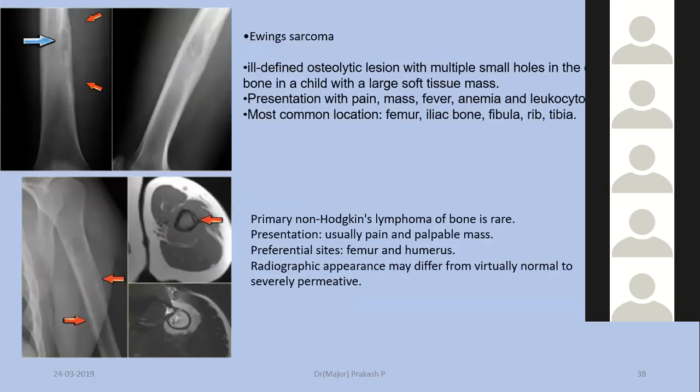The closest differential in this case will be Ewing sarcoma. Like you can see in this one, there is an ill-defined osteolytic lesion in the diaphysis in a child. But what was conspicuous in this child was the presence of a soft tissue lesion, plus the history of pain, fever, and presence of leukocytosis. These are common associations with Ewing sarcoma. So whenever you find a case like this, Ewing's is definitely a differential diagnosis. A rarer one will include non-Hodgkin's lymphoma.